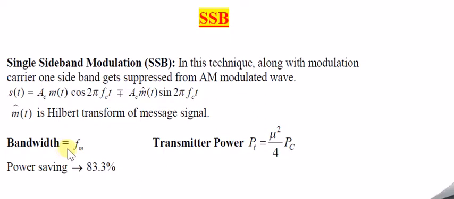So now the bandwidth will be FM, whereas in case of DSBSC, if we compare, it will be 2 FM, whereas in case of SSB it is FM. Definitely right, because we are transmitting only one sideband. And the transmitted power PT is mu square by 4 into PC. Why mu square by 4? Again, the carrier is suppressed, one sideband is suppressed and only one is allowed to transmit. So mu square by 4 it will be.